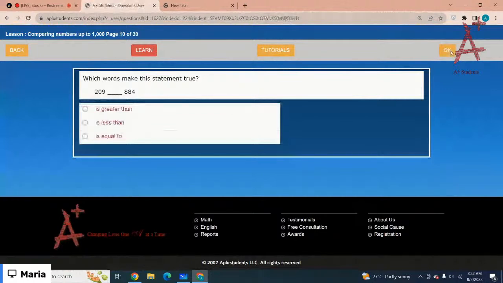Which words make the statement true? 209 and 884. So which is the correct option? 209 and 884. So obviously 2 is less than 8, right? That means 209 is less than 884.